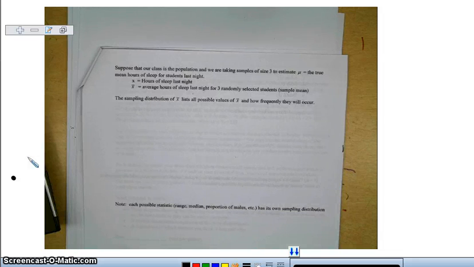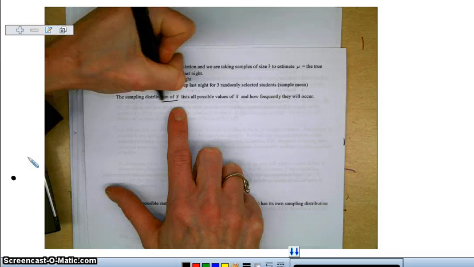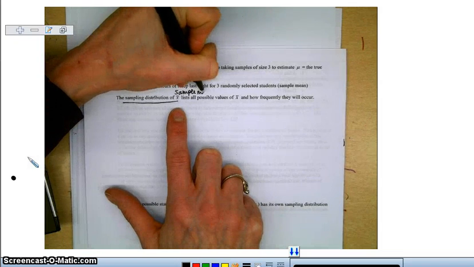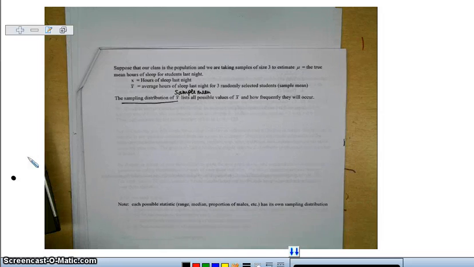So, the sampling distribution of X bar. The sampling distribution of X bar is the sample mean. This gets kind of confusing because we're using the word sample a lot. But that's why it takes a few days. You have to read the book, you have to watch the videos.